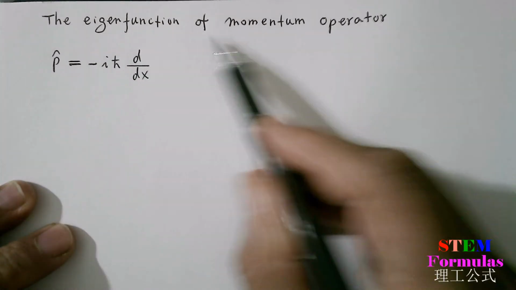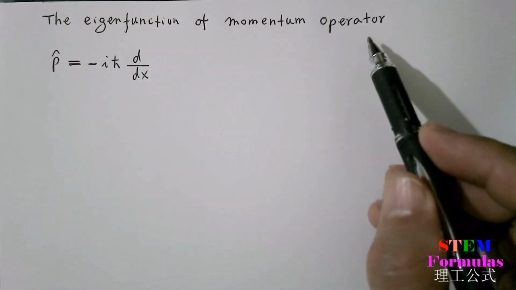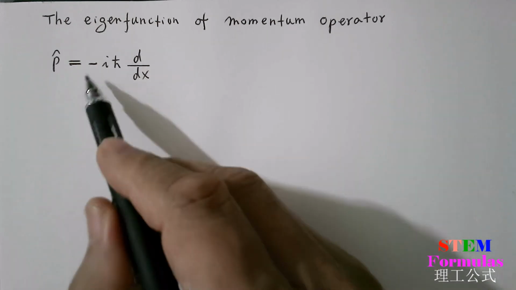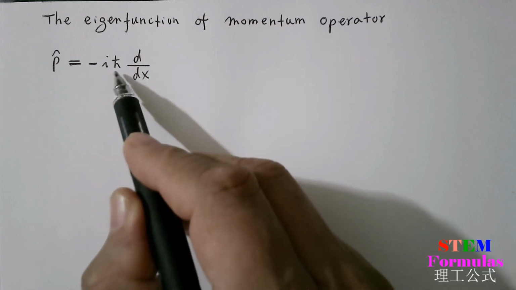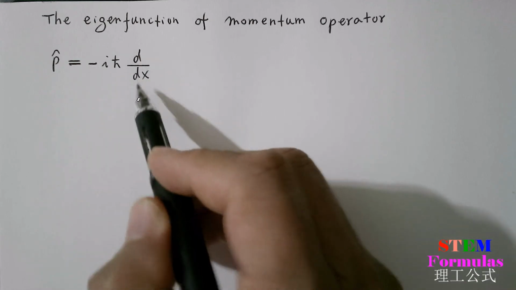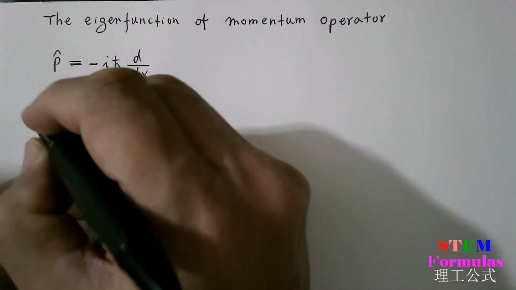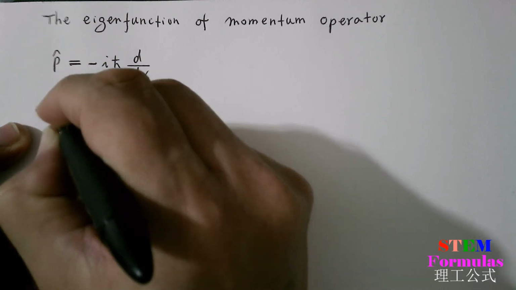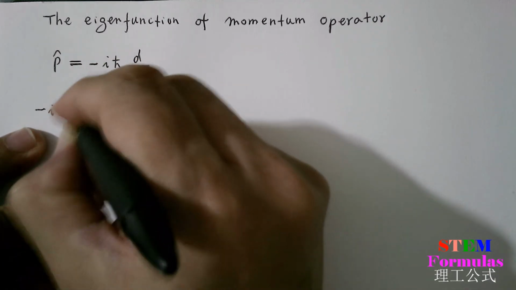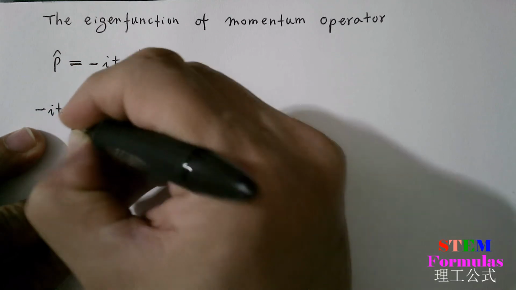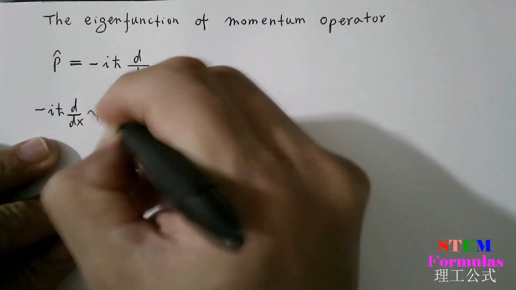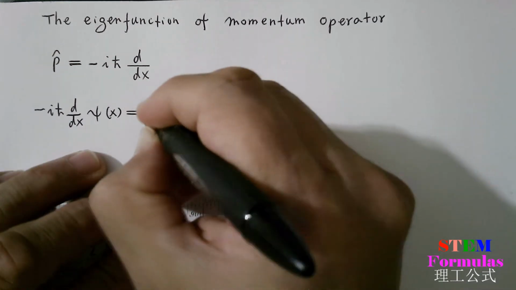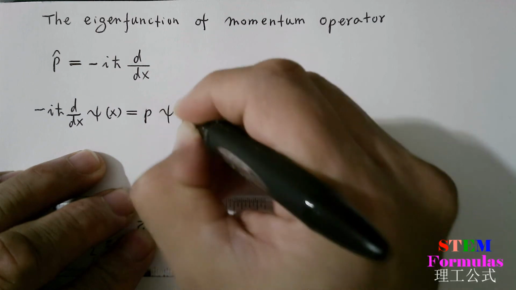The eigenfunction of momentum operator. The momentum operator p hat is defined as minus i h bar d/dx. The eigenvalue equation is minus i h bar d/dx psi of x equal p psi of x.